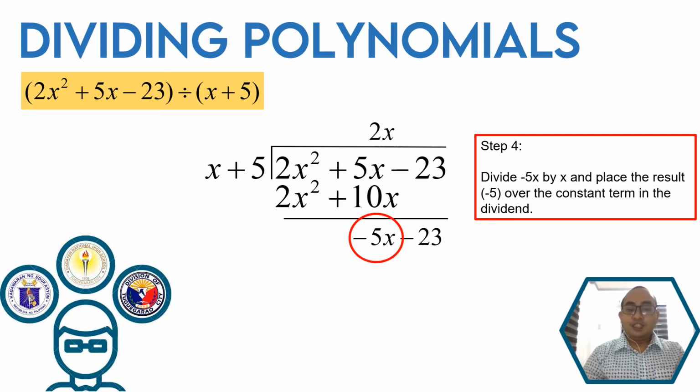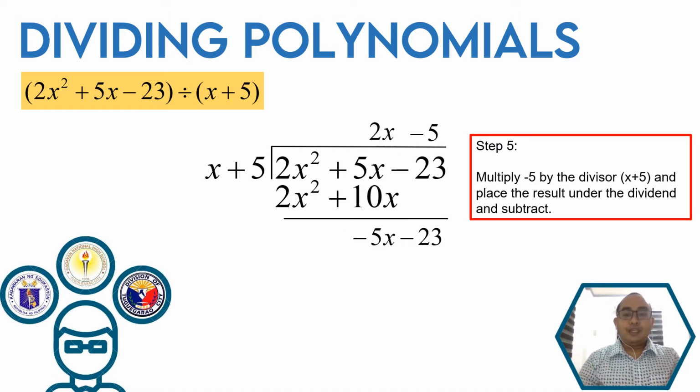So negative 5x divided by x will give me negative 5. And then step number 5: we multiply negative 5 by the divisor x plus 5 and place the result under the dividend and subtract. So negative 5 times x will give me negative 5x, and negative 5 times positive 5 will give me negative 25. And when we subtract negative 5x minus negative 5x, that will cancel out. Negative 23 minus negative 25 will give me an answer which is positive 2.